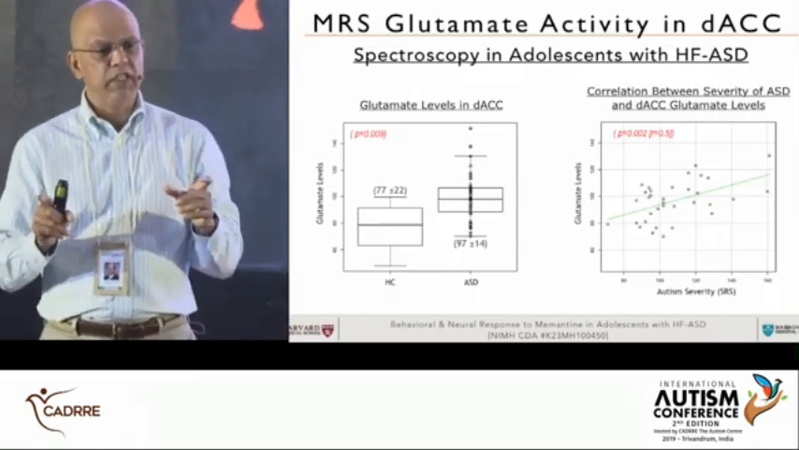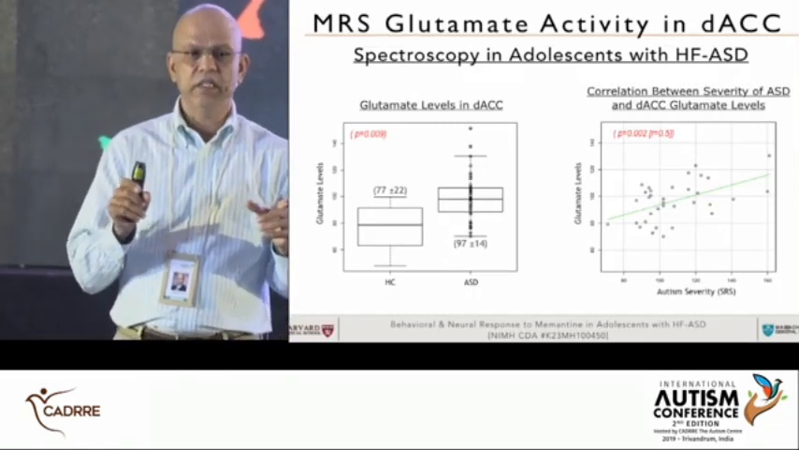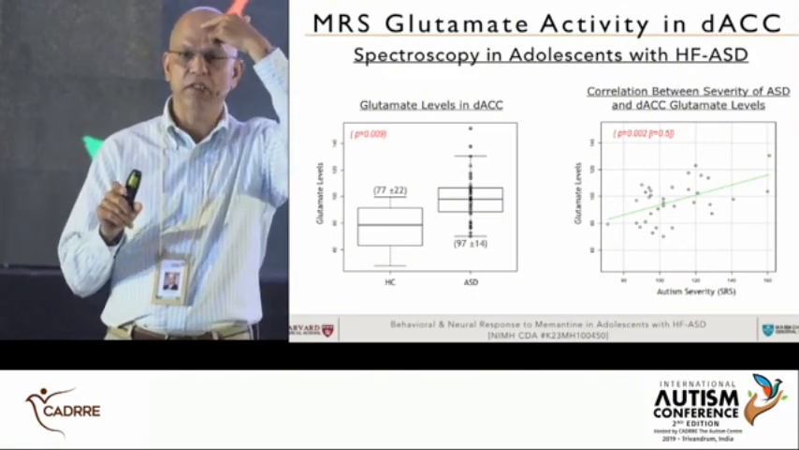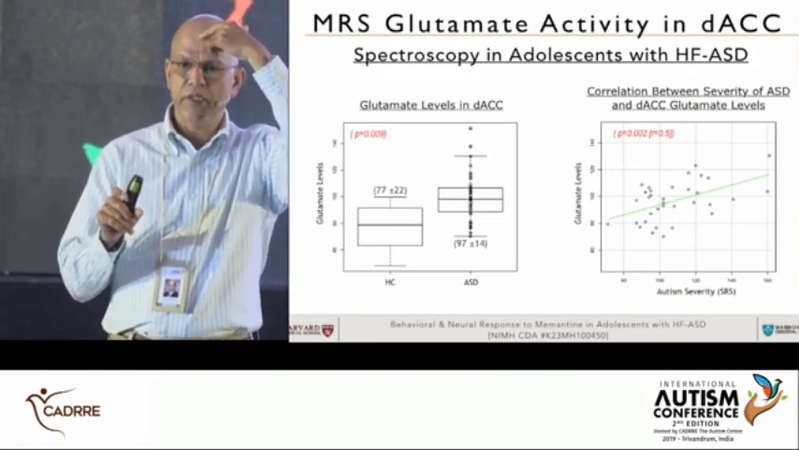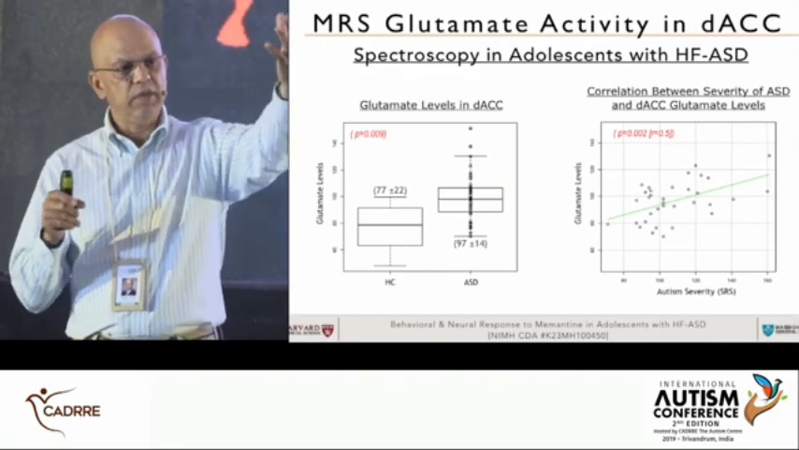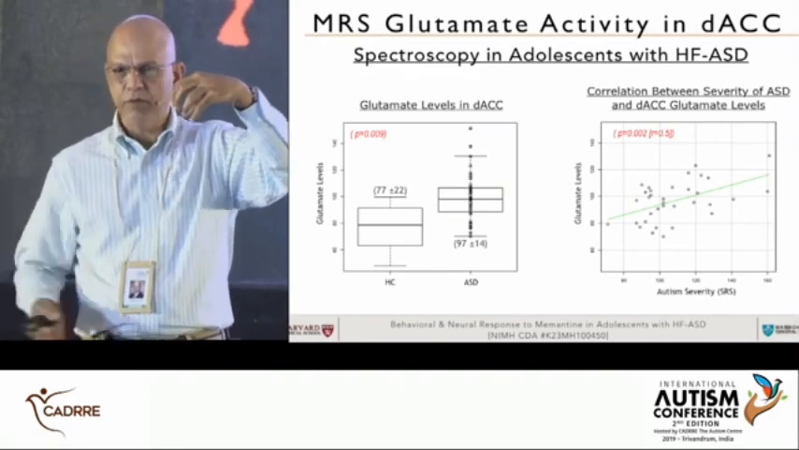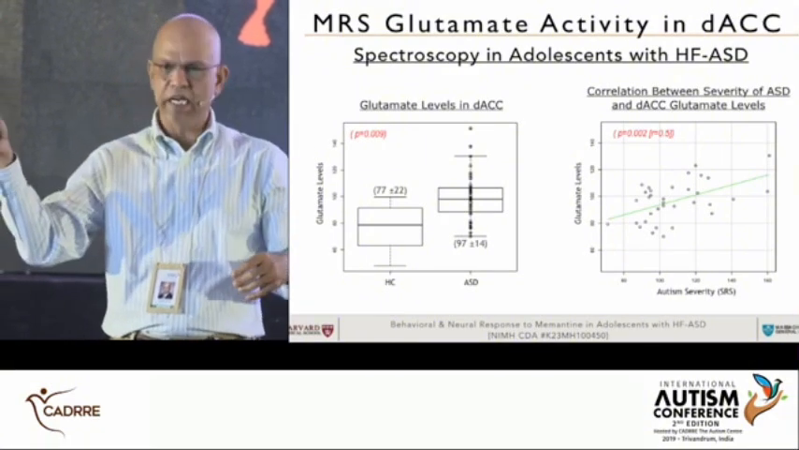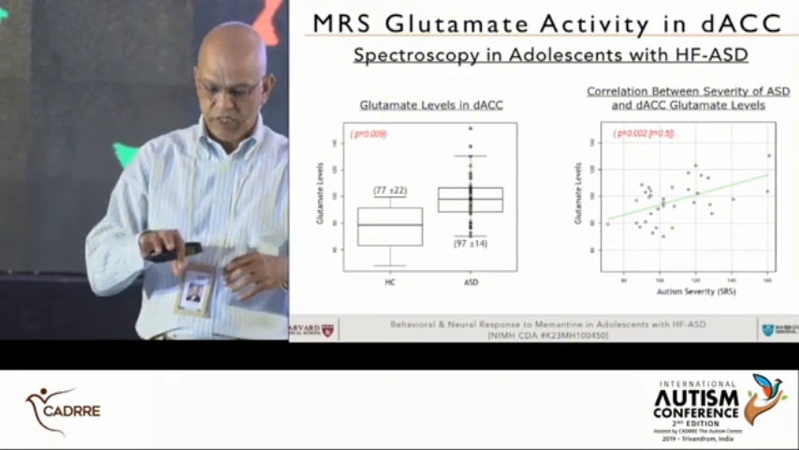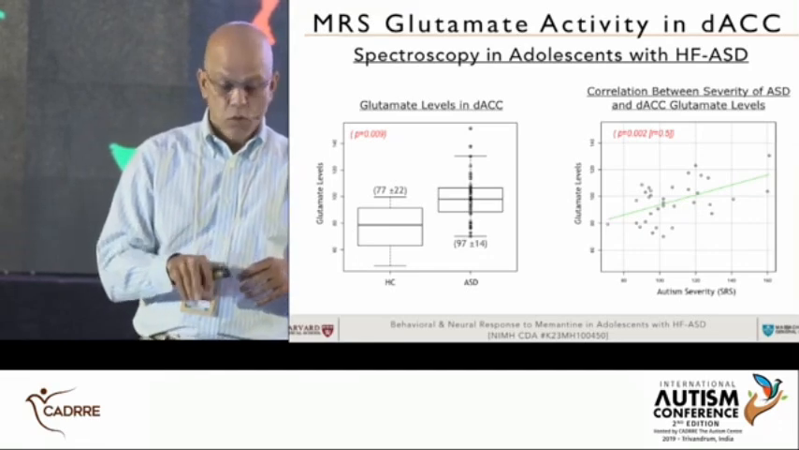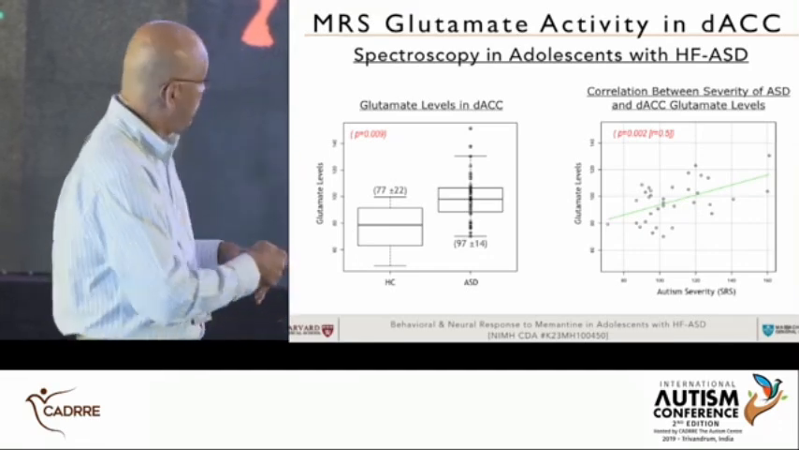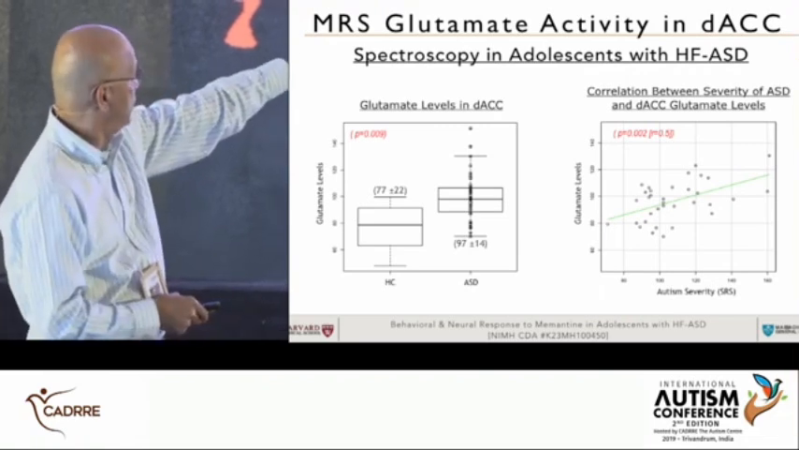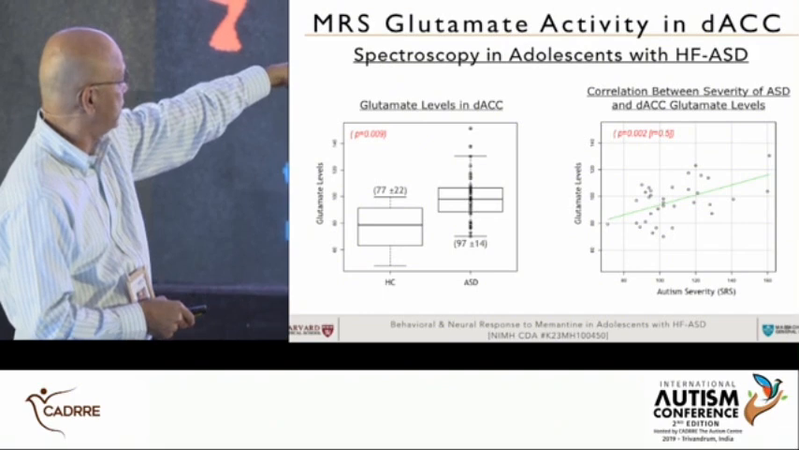The other work we're doing in these teenagers is looking at the glutamate activity in a region of the brain which is right in the center here called anterior cingulate cortex, the dorsal part of it, which is the hub where the input comes from the prefrontal side of the brain and from the limbic, and the product of that interaction is how you react. Now, the glutamate activity, what we found in autism folks was very high. The right side is ASD, higher than the healthy controls.